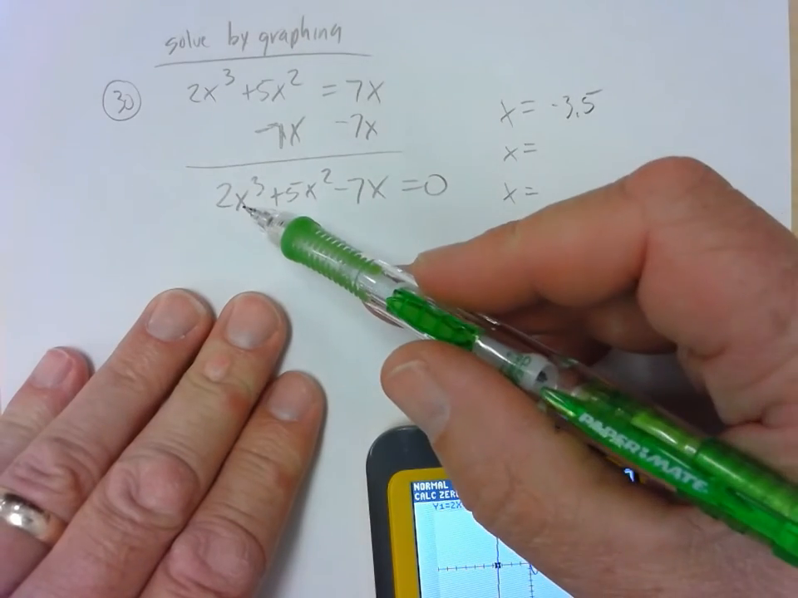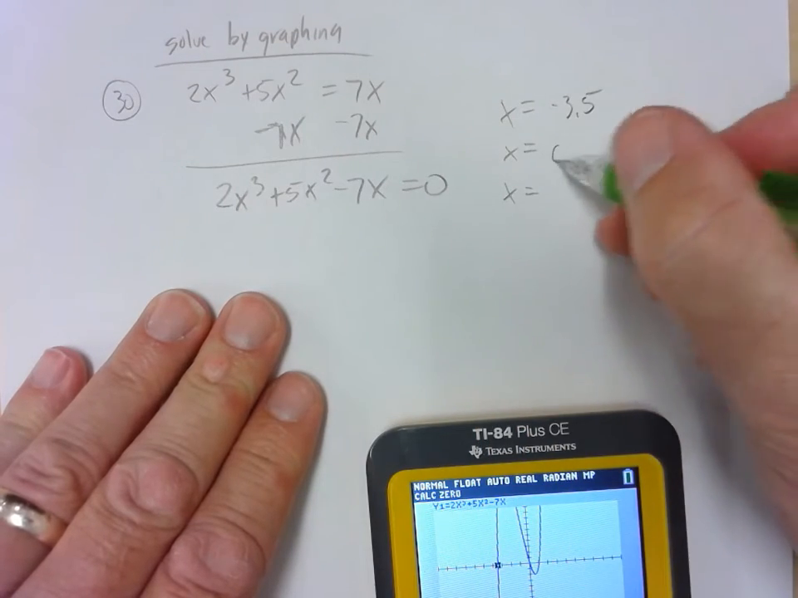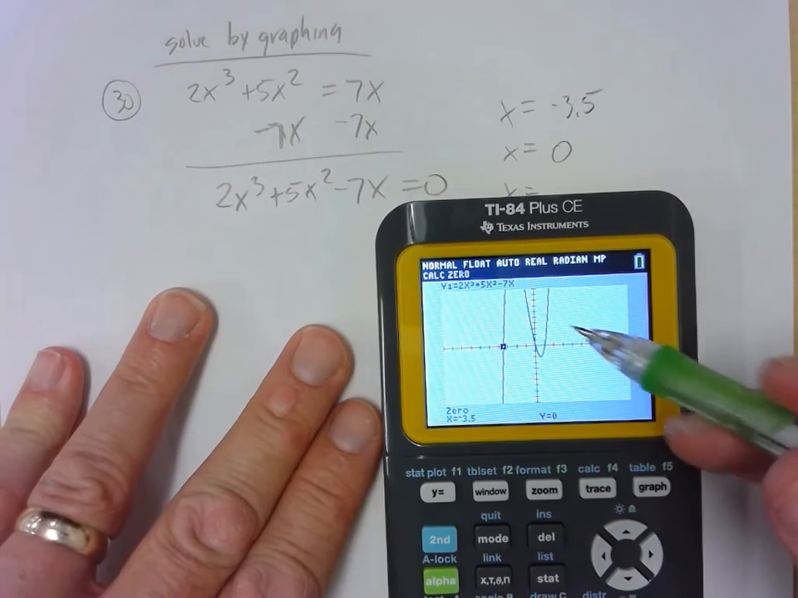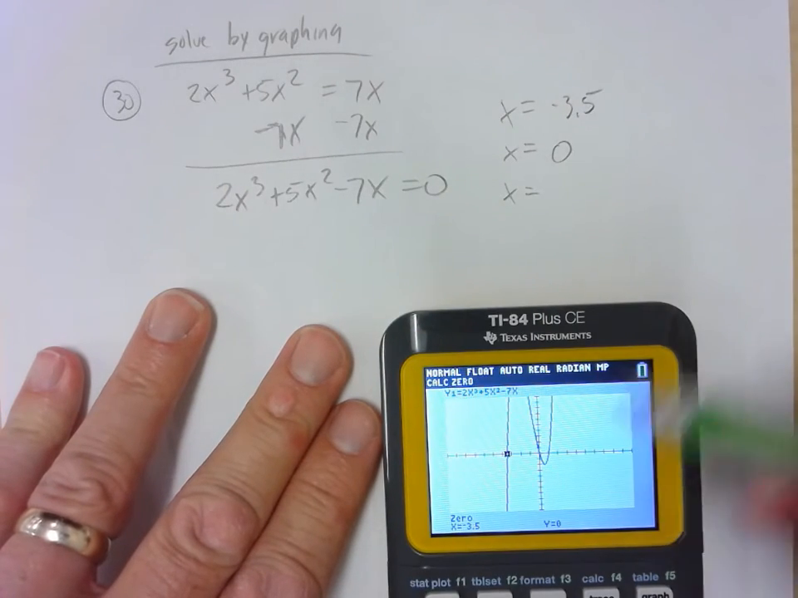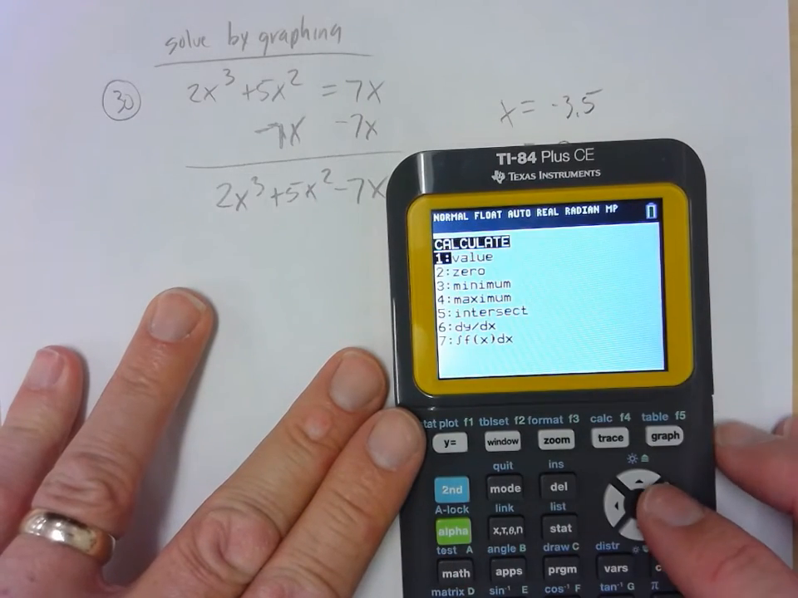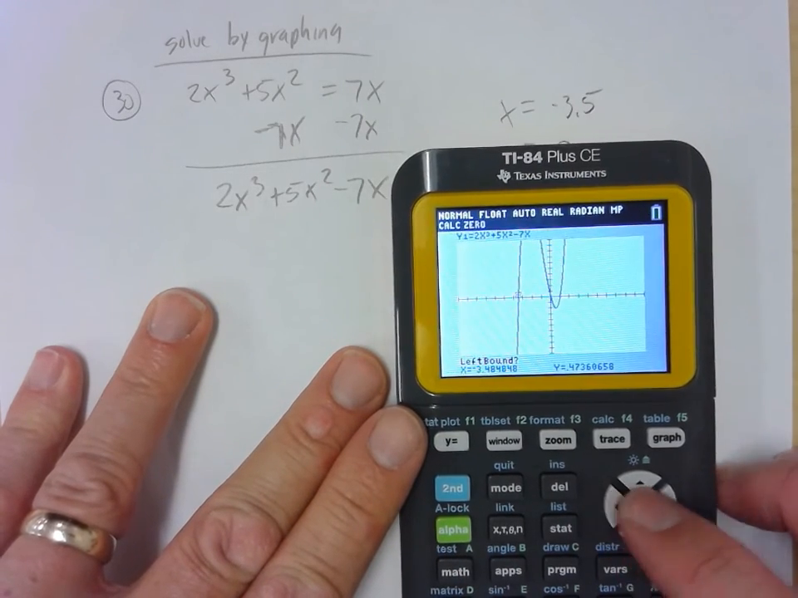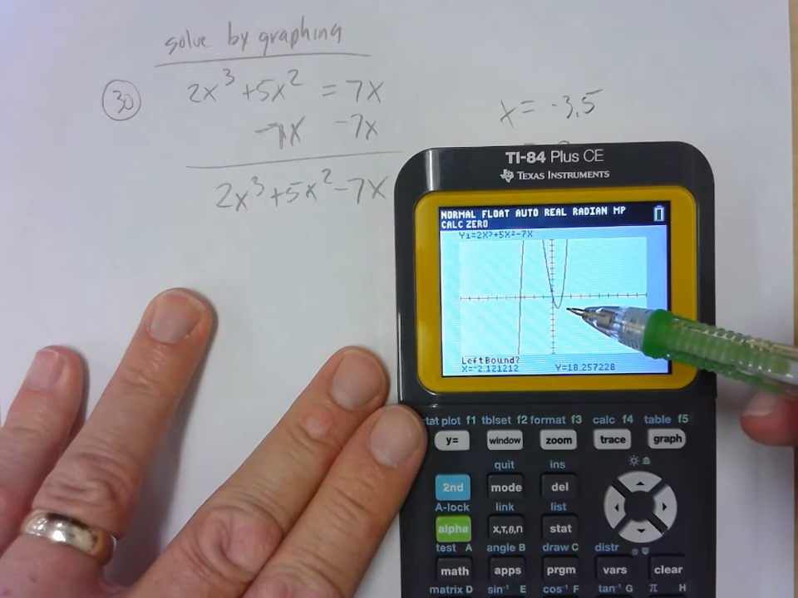The other solution is kind of obvious, because if you put 0 in for x in all these spots, it would be 0. And you can see that it crosses at 0. And then the last one, it looks like it crosses at 1, but let's go ahead and go through the process. Second, calculate 0. Now I'm going to go after this one right here. Oops, this one right there.